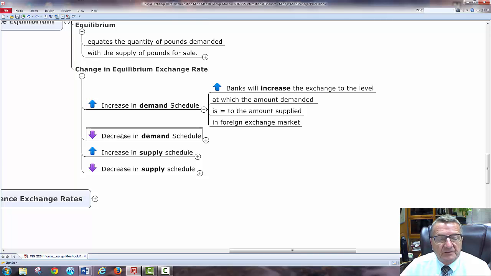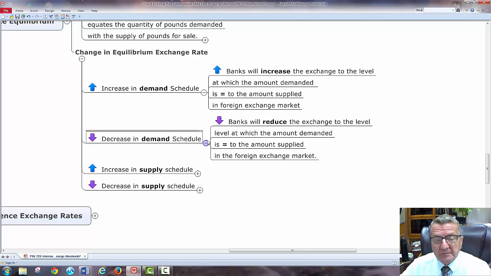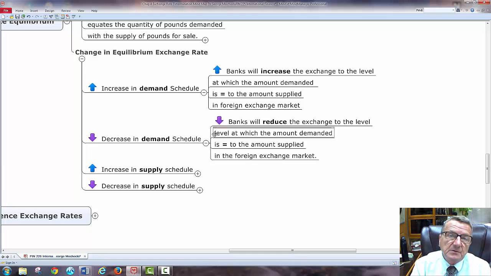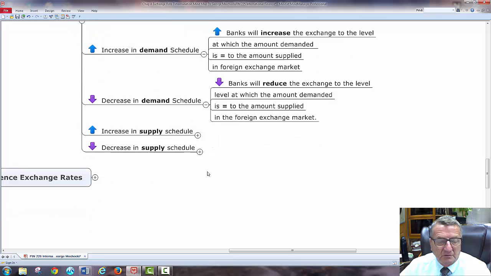So we have that. Now, a decrease in demand schedule, what do you think is going to happen? The bank doesn't have as much demand. I'm going to reduce my inventory, for lack of words. Some of you have taken me for retail management, and there we've talked about the accounting process, about the inventory turnover. Same concept, only now I'm turning over cash or dollars, or from one denomination to another, at the level at which the demand is equal to supply. I'm not going to go through that.